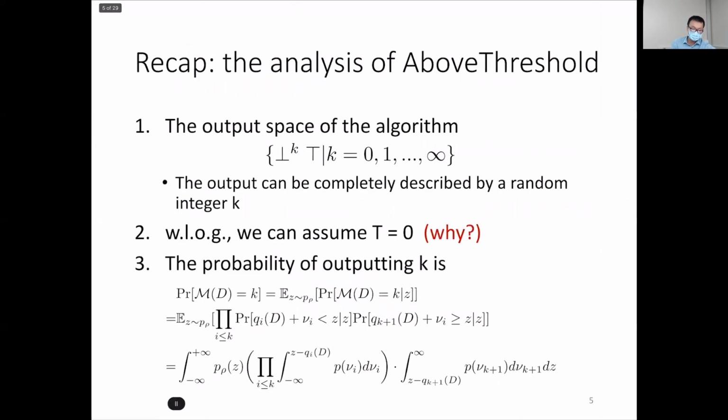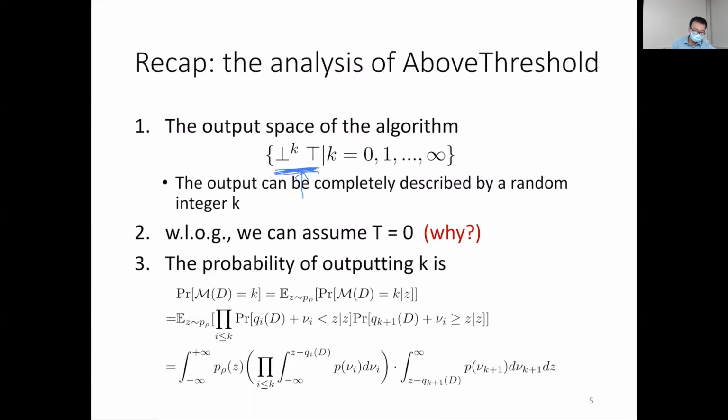So we analyze above threshold by first finding an equivalent representation of its output, because its output can always be represented in this form, and it's completely described by this integer k, right? So this integer k is a random stopping condition, and whenever we know k, we know that the output looks like this. Okay, and by redefining the queries, we can always just assume that the threshold is equal to 0 without loss of generality.